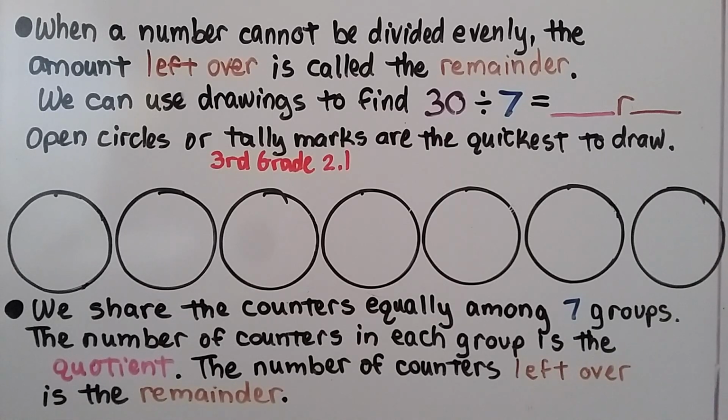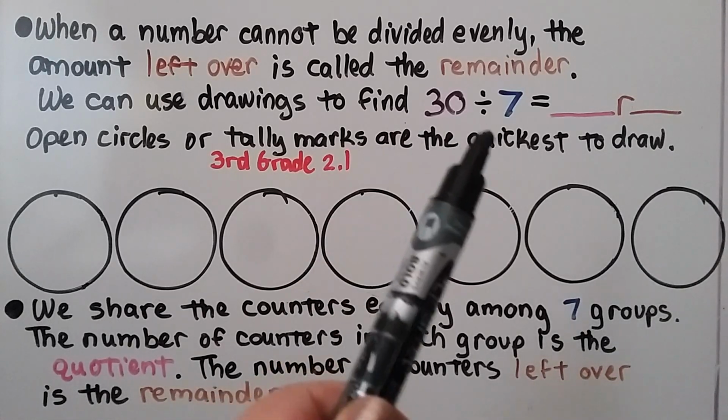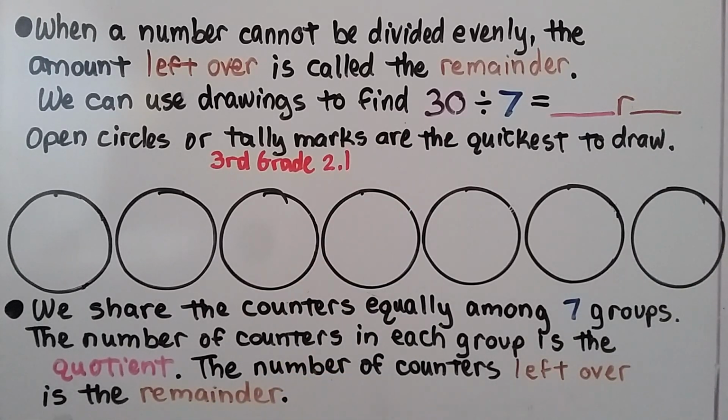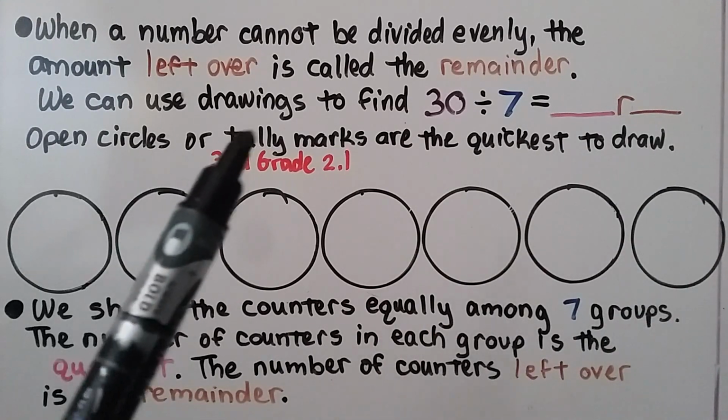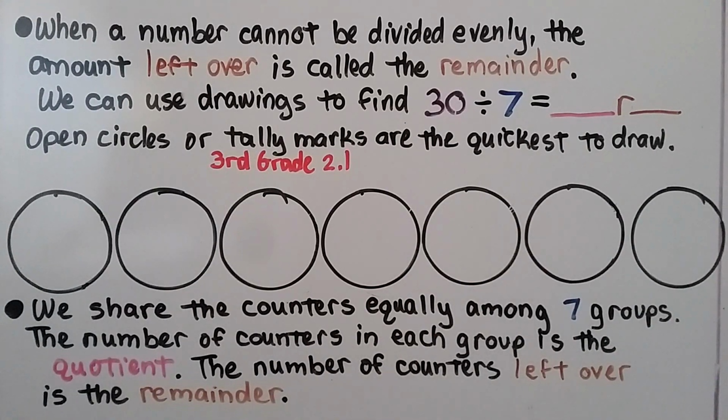We can use drawings to find 30 divided by 7. We can use open circles or tally marks as the quickest way to draw. You don't want to make drawings for each counter that take a long time. If you were taking a test and putting counters on your scratch paper, you would waste all your time drawing the counters and you'd run out of time for your test. So let's make some open circles or tally marks. Let's do open circles in this one.